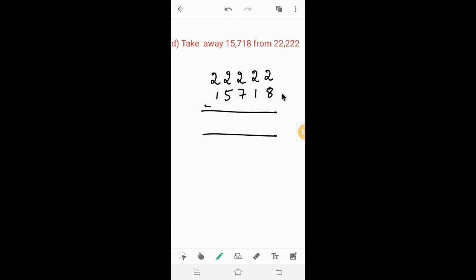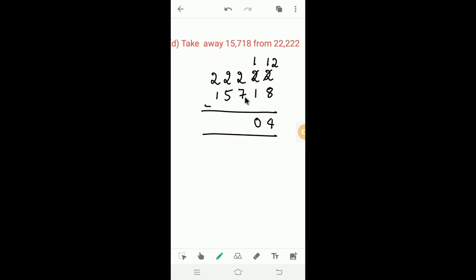Next I will start subtraction from ones place. 2 minus 8 is possible to subtract? No, it is not possible. So what we have to do? We have to borrow from next number. Here next number is 2. If we borrow from 2, then 2 becomes 1 and here 2 becomes 12. 12 minus 8 is how much? 12 minus 8 is 4. 1 minus 1 is 0.